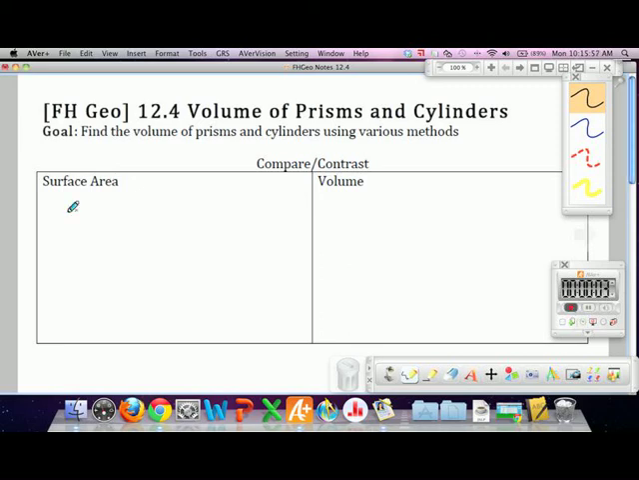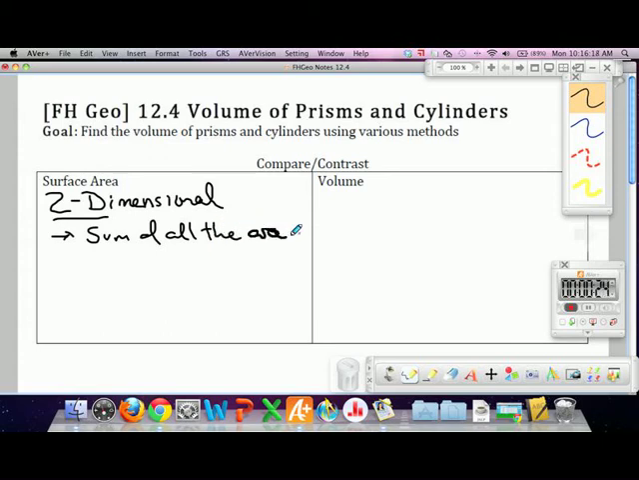Surface area is two-dimensional. We calculate it by finding the sum of all the areas on the outside of the figure.